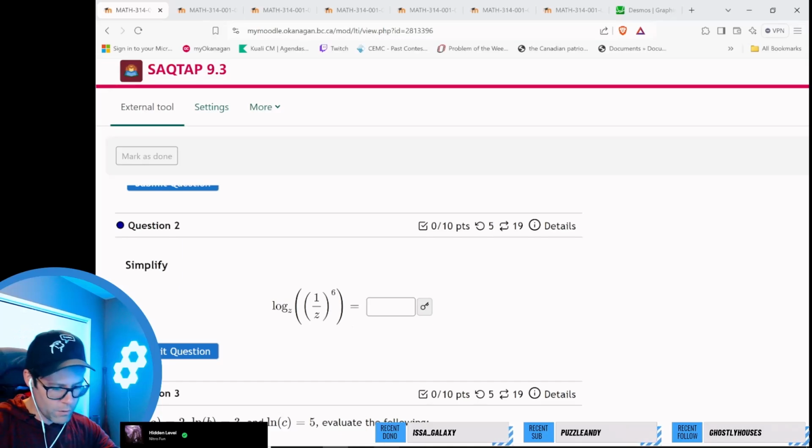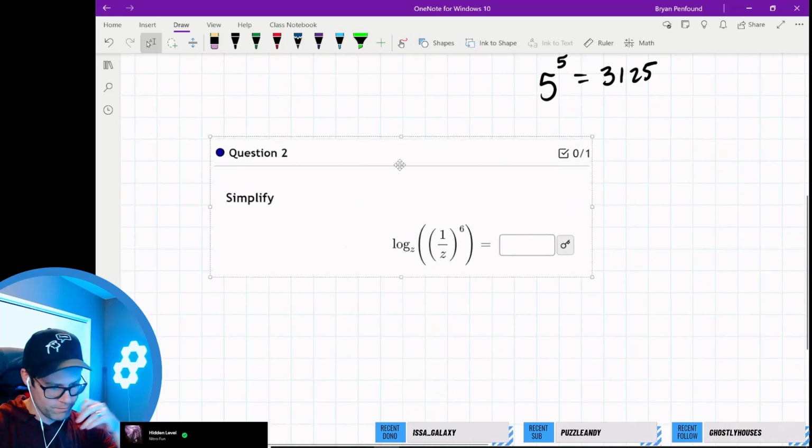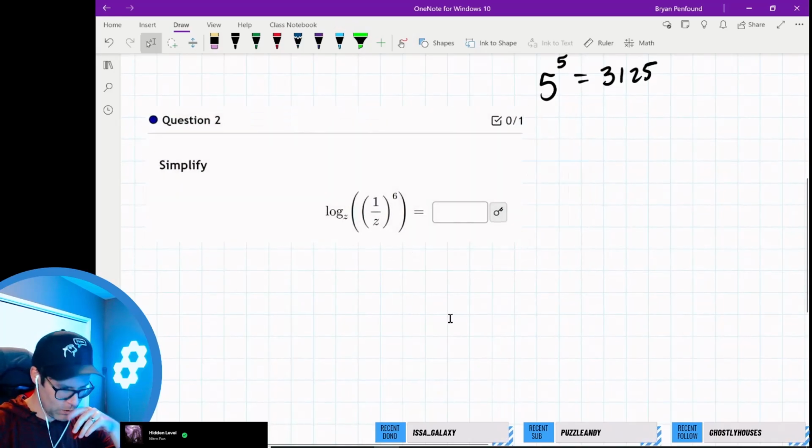I did, but I don't know why it's not showing up. What is this? Oh my goodness.